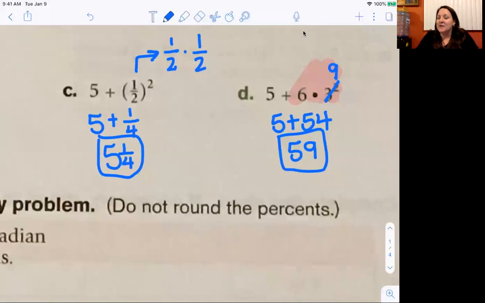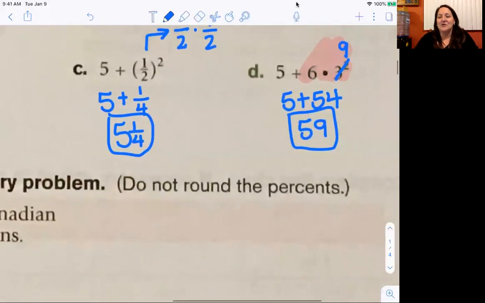And letter D, the first thing we do is our exponent. So 3 squared is 9. It's not 3 times 2, it's 3 times 3. 6 times 9 is 54. And 5 plus 54 is 59. You guys are doing so great.